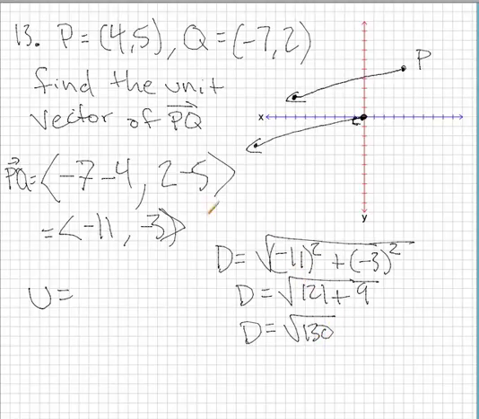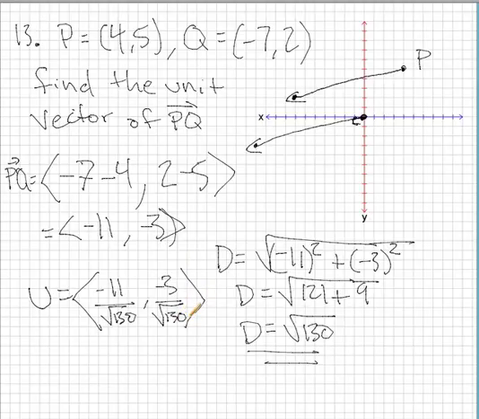Now, what we need to do to the vector is divide each x and y by the distance of the vector. And we have the distance right here, so to define the unit vector, we'll just put negative 11 over square root 130, and then negative 3 over square root 130. And that will be your unit vector.